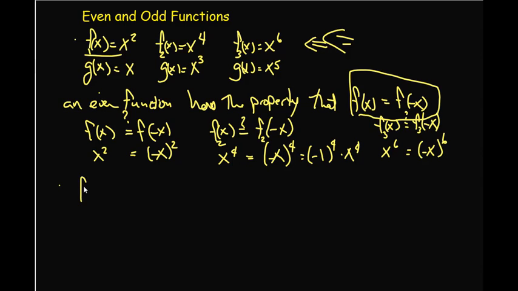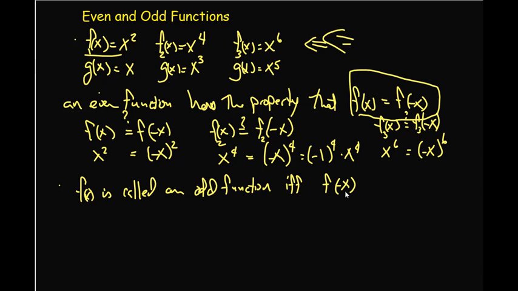Okay, now let's talk about odd functions. We'll say f of x is called an odd function, or is called odd, if, by the way, this symbol means if and only if, f of negative x equals minus f of x. This is the definition for an odd function.